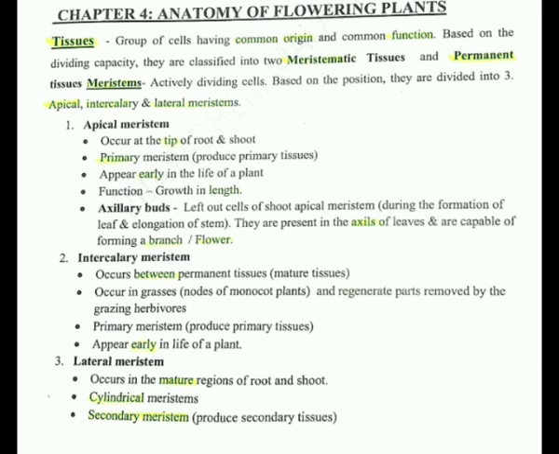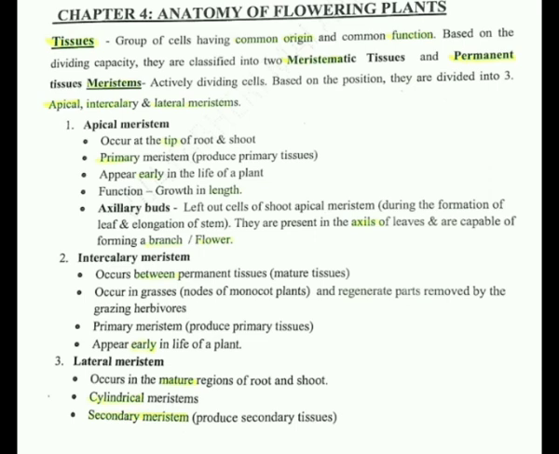Second point we should understand is meristematic tissues. These tissues can be classified into two types. First one is meristematic tissues and second one is permanent tissues. Meristematic tissues are actively dividing cells. These meristematic tissues can be classified into three. First one is apical meristem, second one is intercalary meristem, and third one is lateral meristem.